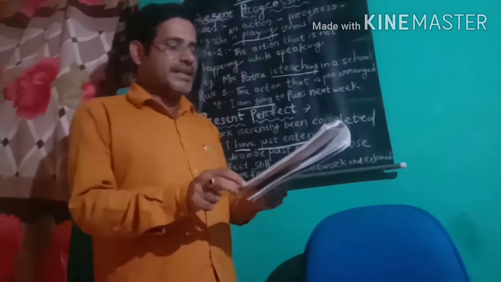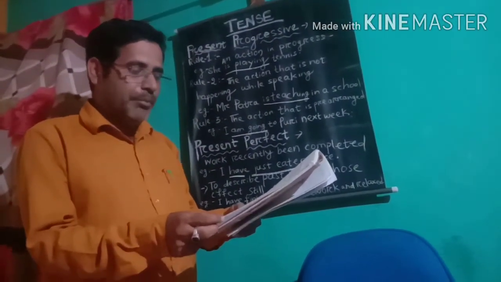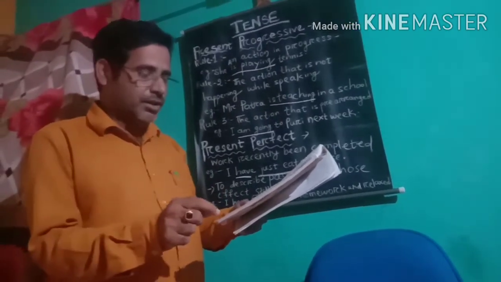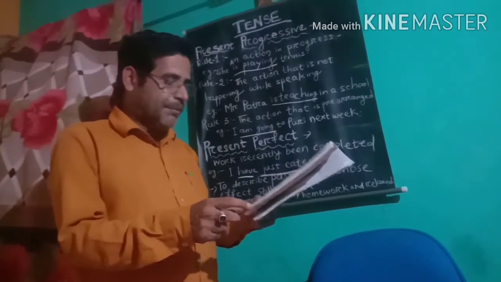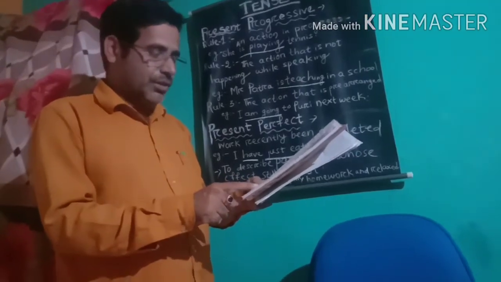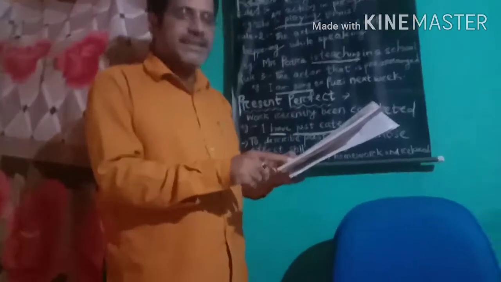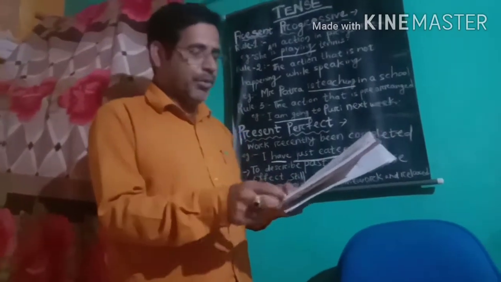Another rule for past simple: to indicate another action which happened in the middle of a longer action. Example: the light went out while I was watching a TV serial. "I was watching TV serial" is the longer action, and the other action that happened, "the light went out," is in the past simple form of the verb.